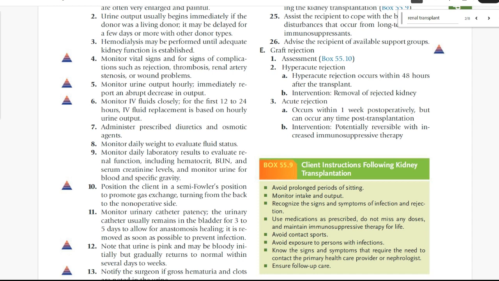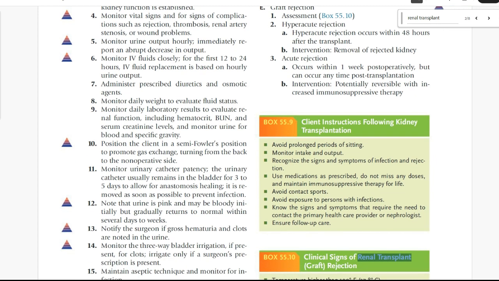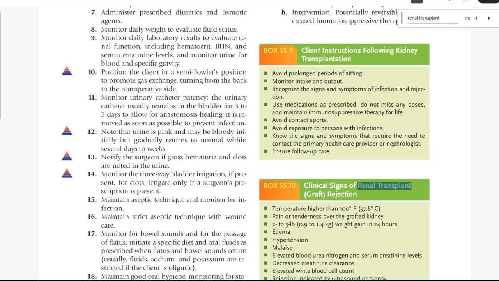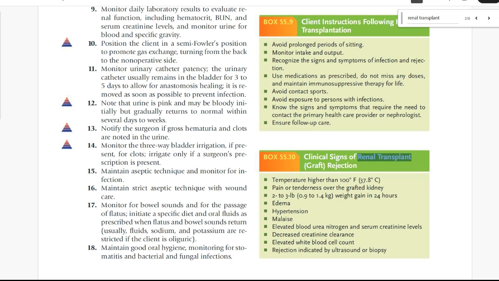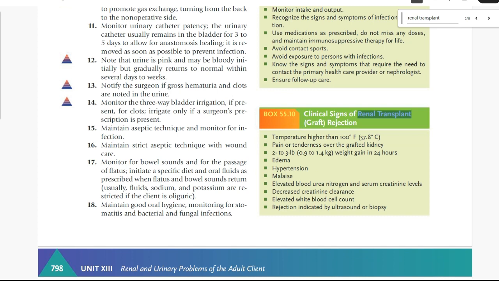We're monitoring again for signs of rejection. Urine output, immediately report abrupt decrease in output. So they could be taking the cyclosporine, but we want to report decrease in urine output. We're monitoring weights, vital signs, the typical post-op things we would do for a patient. Note that urine may be pink in the beginning and bloody initially, but gradually it's going to return to normal within several days to weeks. If there is gross, obvious hematuria and clots, then we want to let the surgeon know. They may even have a bladder irrigation prescribed.